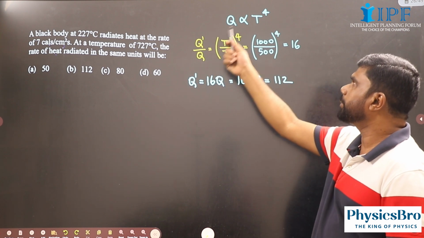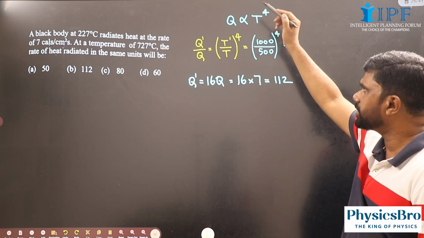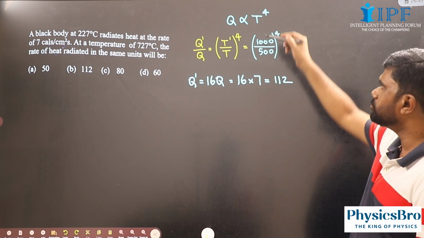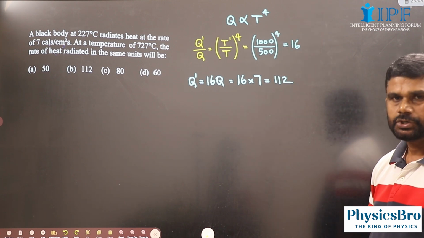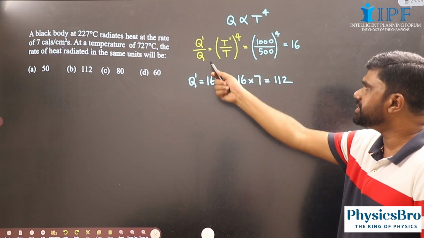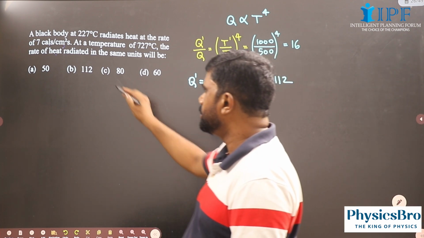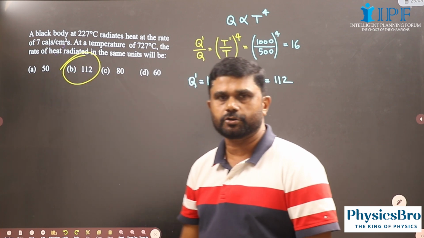Now Q is proportional to T raised to 4. So Q dash over Q will be T dash over T whole raised to 4. So 1000 by 500 raised to 4. This is 2 raised to 4, or it is 16. And Q is given as 7. So 16 into 7, that is 112. So this must be the correct option.